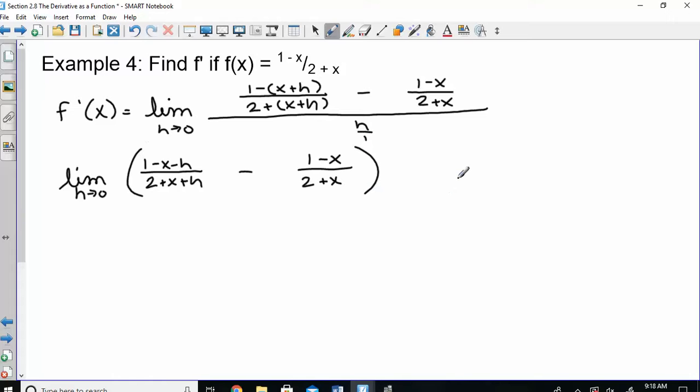Dividing by h, if you flip and multiply, that's like multiplying by 1 over h. What do I need to do with this? So I take this one times 2 plus x on top and bottom. And this one times 1 minus x minus h.